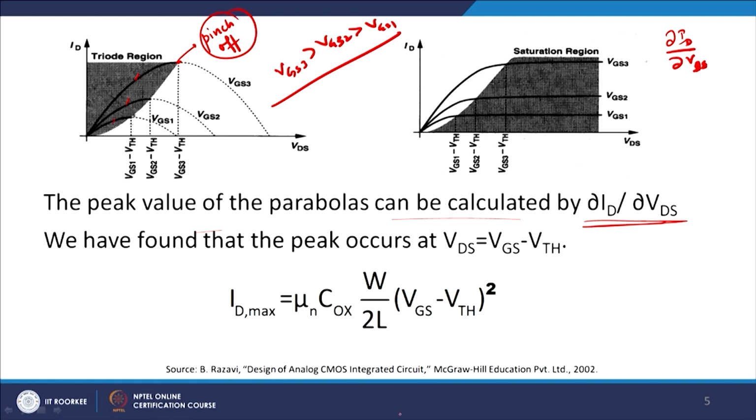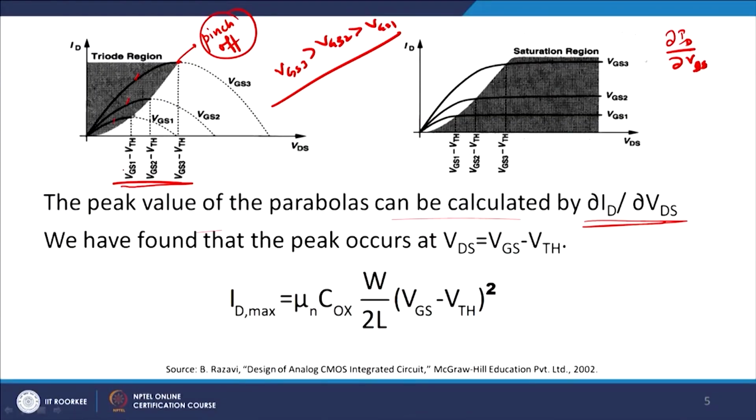So, the higher the value of VGS, the higher the pinch off point. If you look very carefully, this is the pinch off point which you get. When you have VGS3, the pinch off value of VDS must equal VGS3 minus VTH, at which the current becomes maximum. And the reason is very simple, I suppose you have understood by this time.